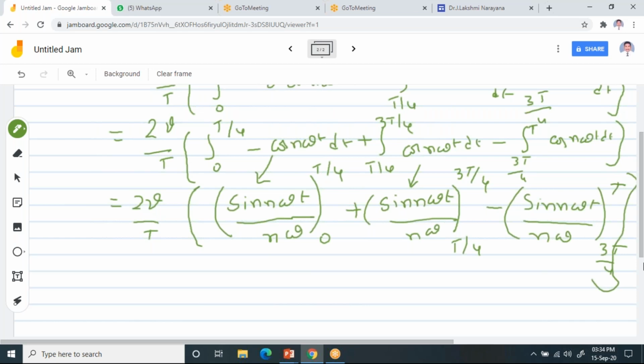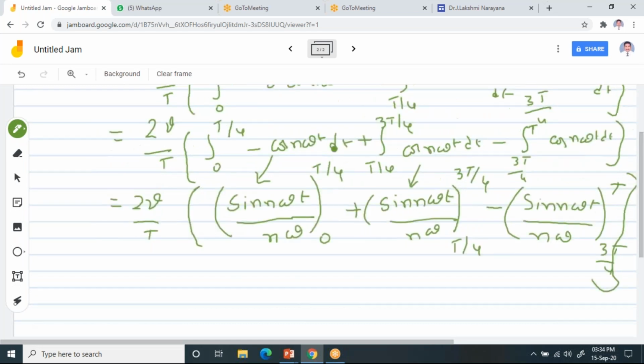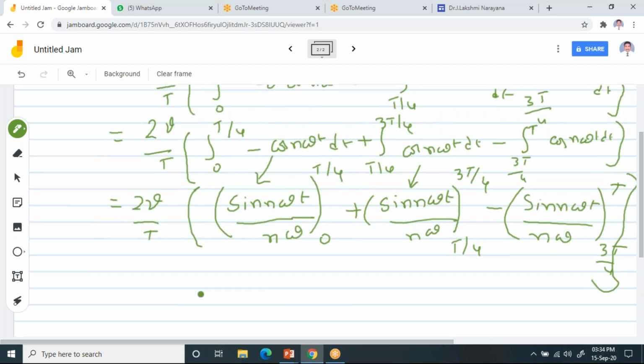Now, when you apply the limits, you need to apply this T by 4 only for this small t, as you are doing integration with respect to t. Please try to understand that. Then when you simplify it, you will get 2V by T. Since n omega is there for all the terms, I'm going to take that n omega aside.